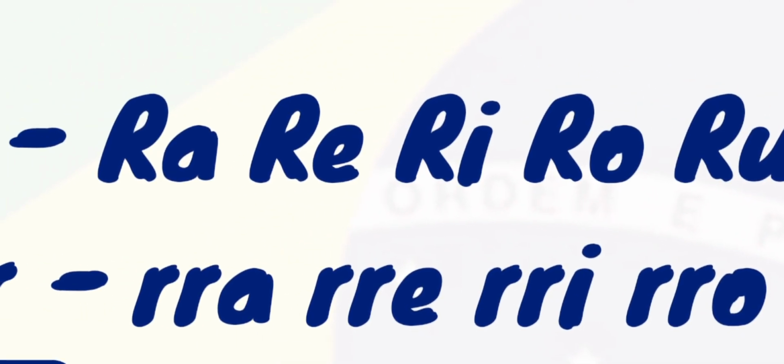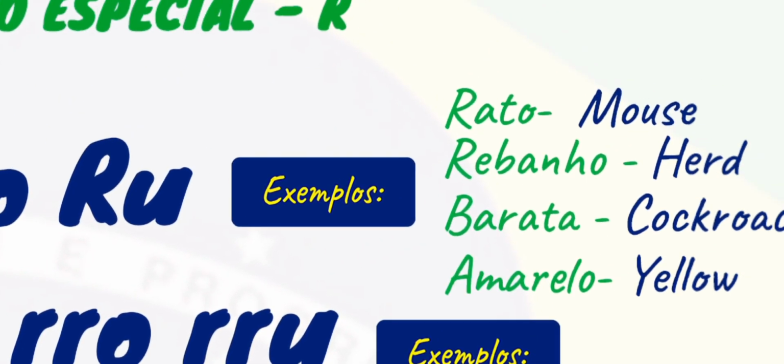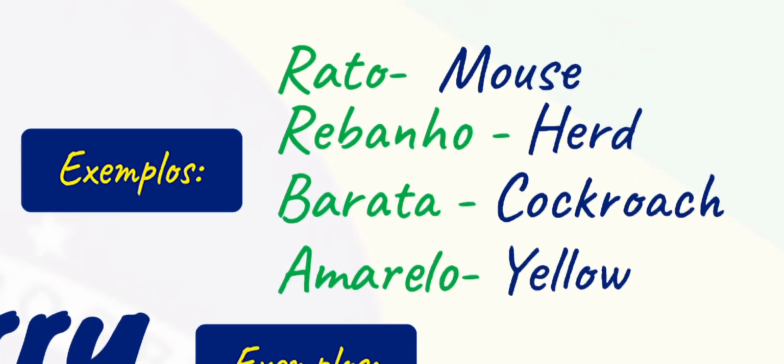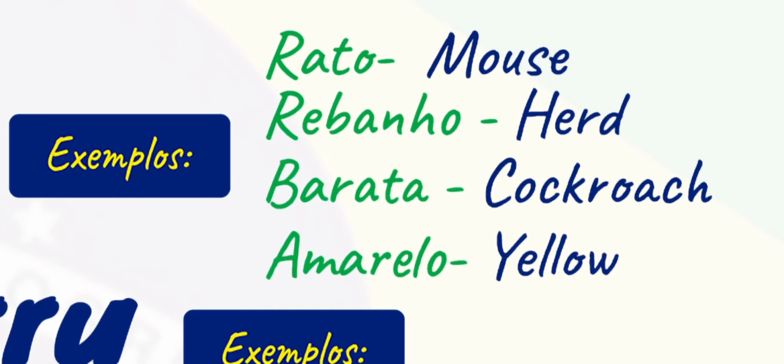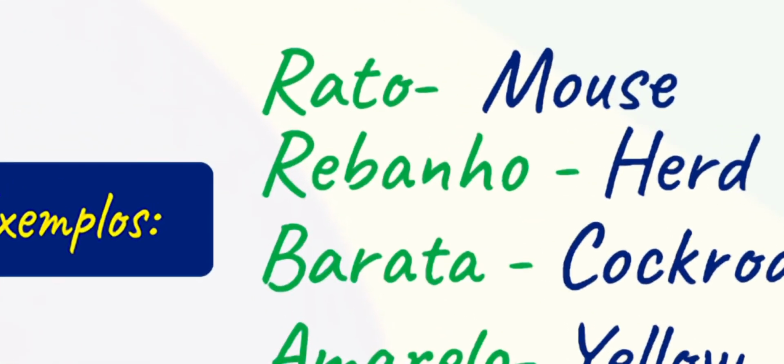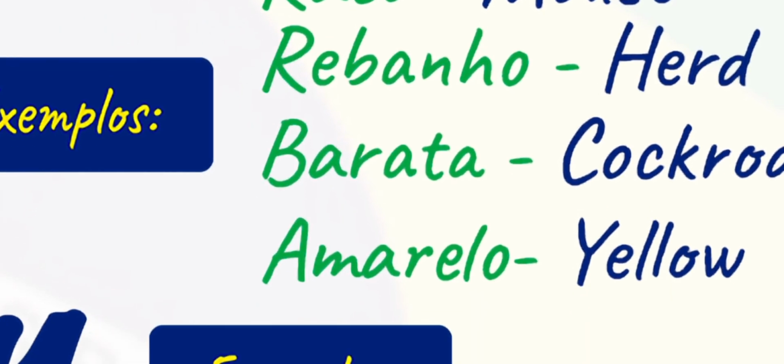And when we have this R in the middle of two vowels, this R will have the sound of the Latin R. Ra, re, ri, ro, ru. Like barata, that's cockroach. It's not ha-rata. And amarelo, yellow, amarelo. So, R at the start of the word, ha, he, rato, rebanho, and R in the middle of two vowels, amarelo and barata.